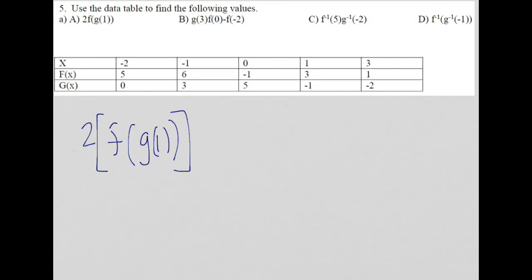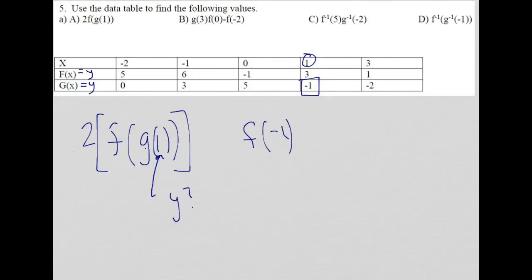So g of 1, again, we're doing our innermost function first. G of 1 says 1 is the x value on g, so what's the y value? Well, go to where the x value is -1 and find the y value on your g function. Again, these are y values. F of x and g of x are fancy ways of saying y. So g of 1 is -1. So now we need to find what is f of -1.